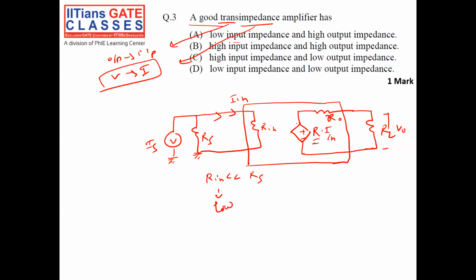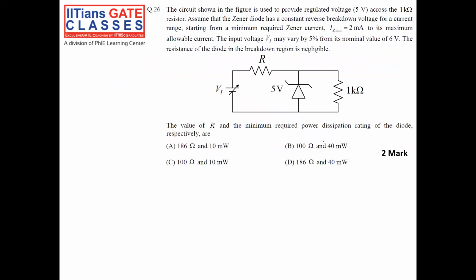And what I want is whatever output voltage, R into Iin, should go completely to RL. So what I demand is R0 should be very less compared to RL, because then only whatever voltage is developed, R into Iin, will be delivered to my output RL. If R0 is more, then it will drop across R0, right? So I want my R0 to be very small. So R0 also should be low. Low is the answer. Answer should be D, right? Let's see the next question.